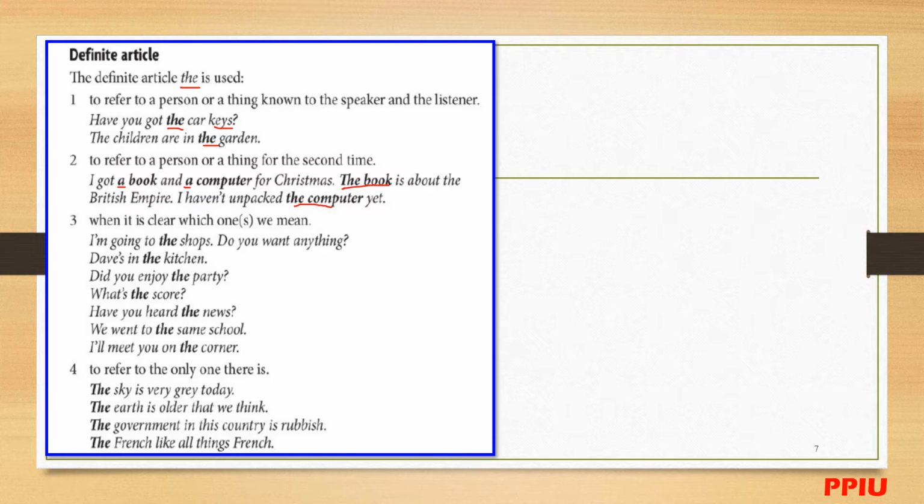Number 2, to refer to a person or thing for the second time. For example, I got a book.